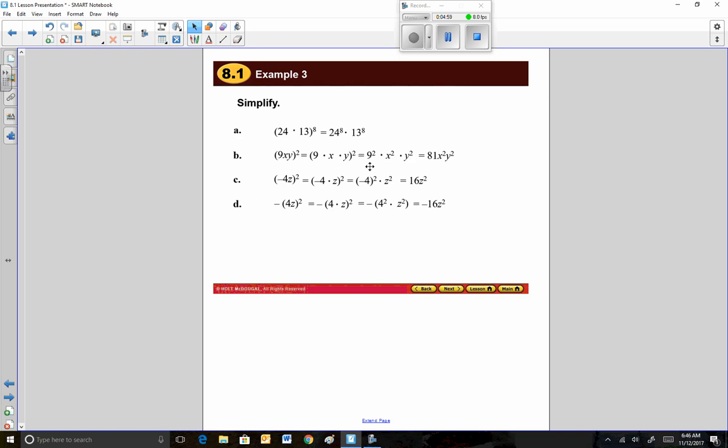Now the number 9 to the second power means 9 times 9. So we should actually solve that. 9 times 9 is 81. So that's why you see 81 here in your final answer. And x squared, y squared just brought over.